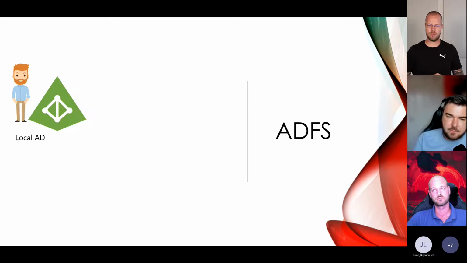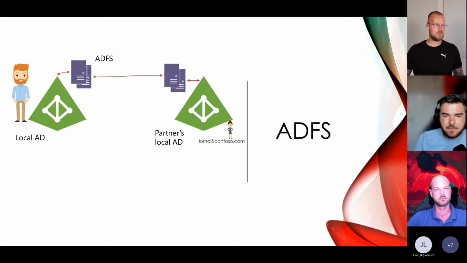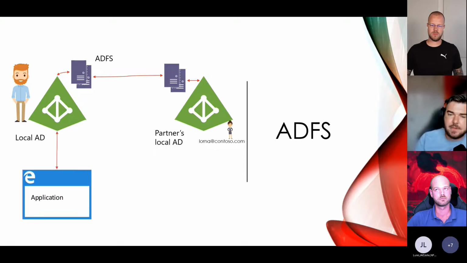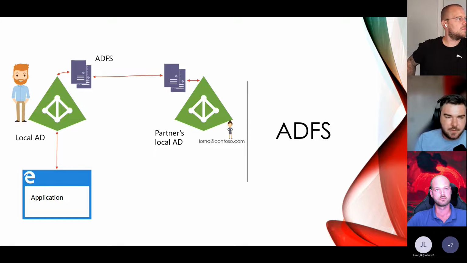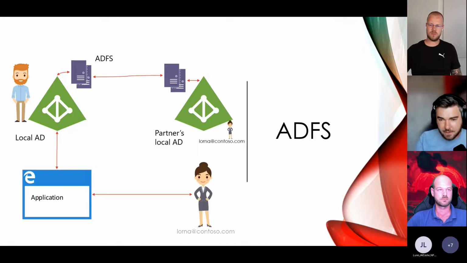The other option would be to use ADFS. So you'd have your local account and you would have a partner AAD or AD, and Lorna at Contoso would have federation between the two using ADFS, essentially syncing some accounts across. And when Lorna wants to access the application, which is protected by Coachio's AAD, she would use her normal email address because ADFS just took care of that.